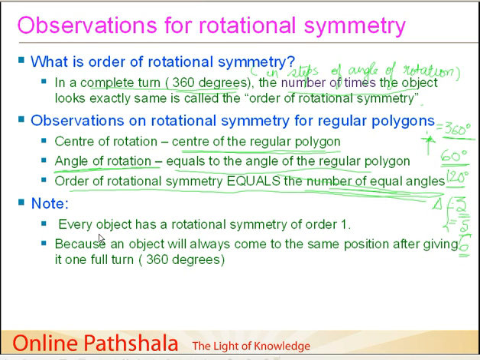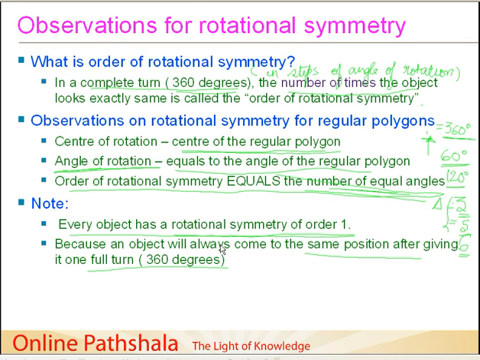It is important to know that every object will have a rotational symmetry of order 1. If you cannot find any angle through which you rotate an object and it doesn't look the same, by default you rotate by 360 degrees and it will still look the same. So in the worst case, an object which doesn't exhibit any type of symmetry will still have a rotational symmetry of order 1. The reason is that it comes to the same position after giving it one full turn of 360 degrees.